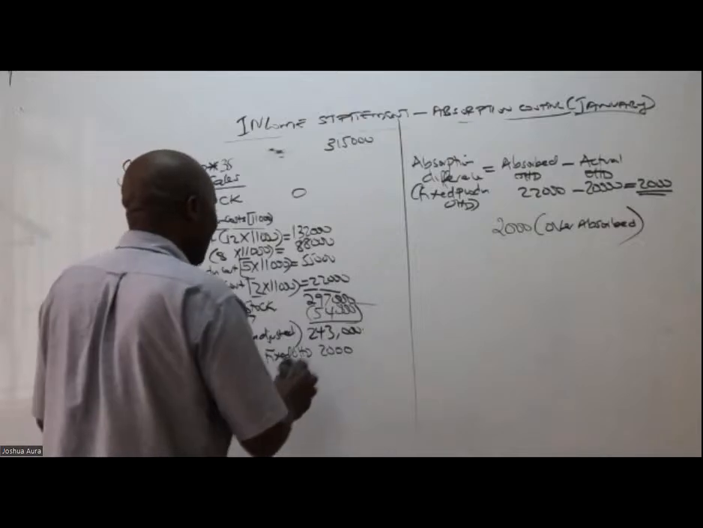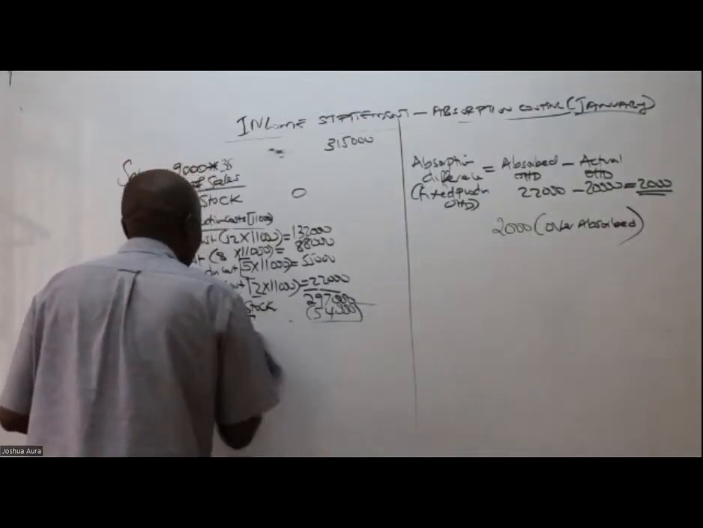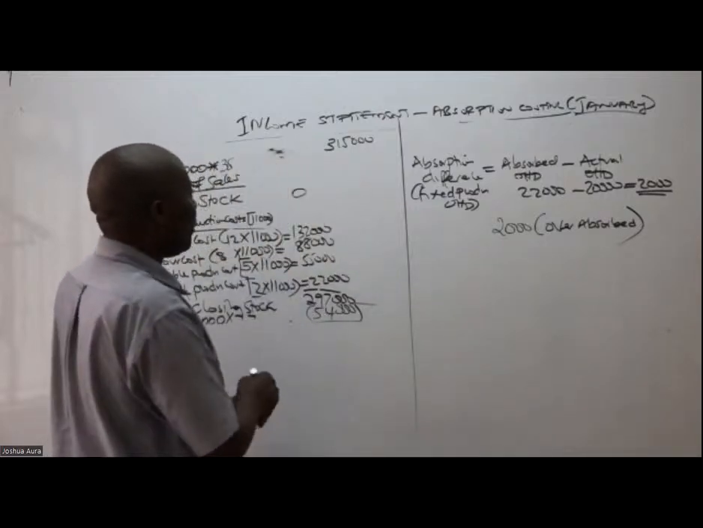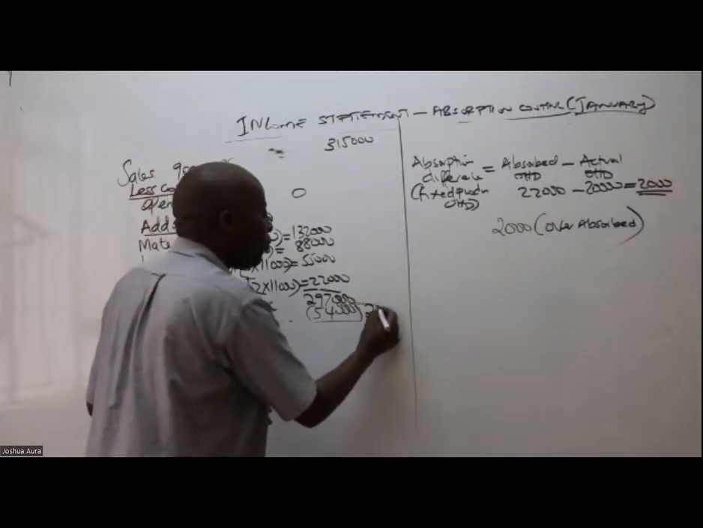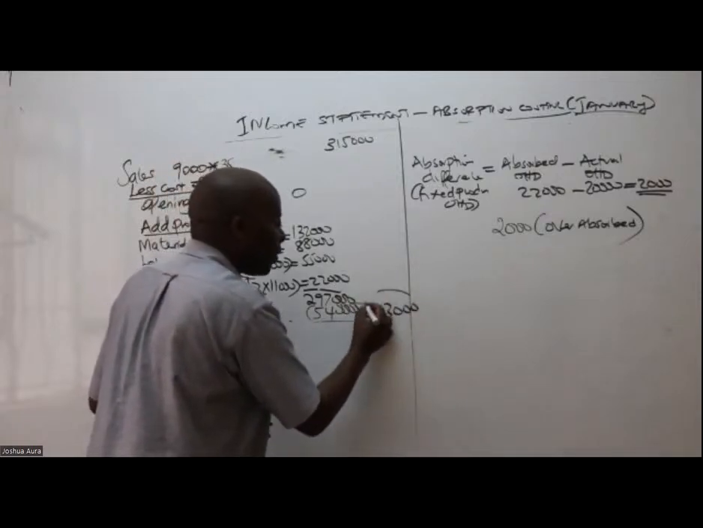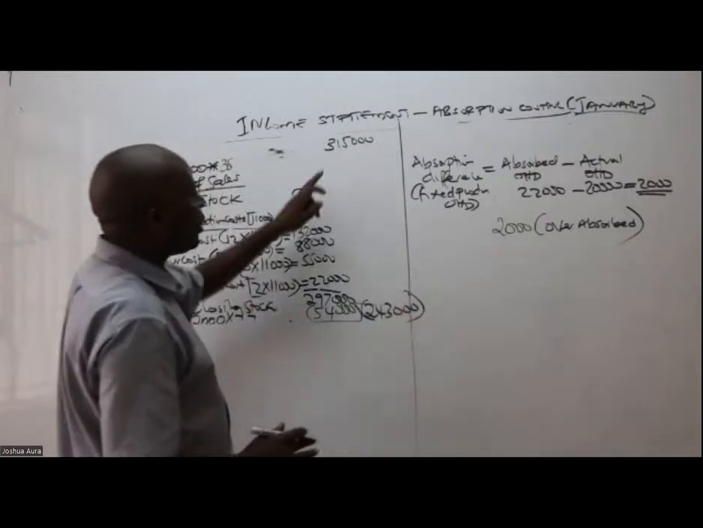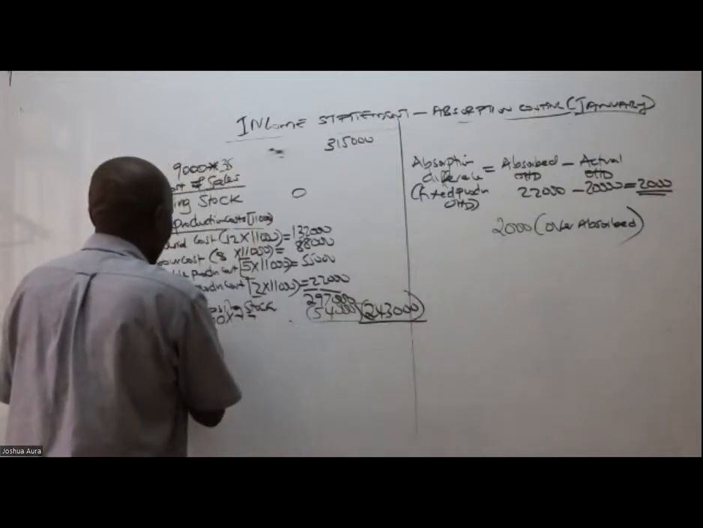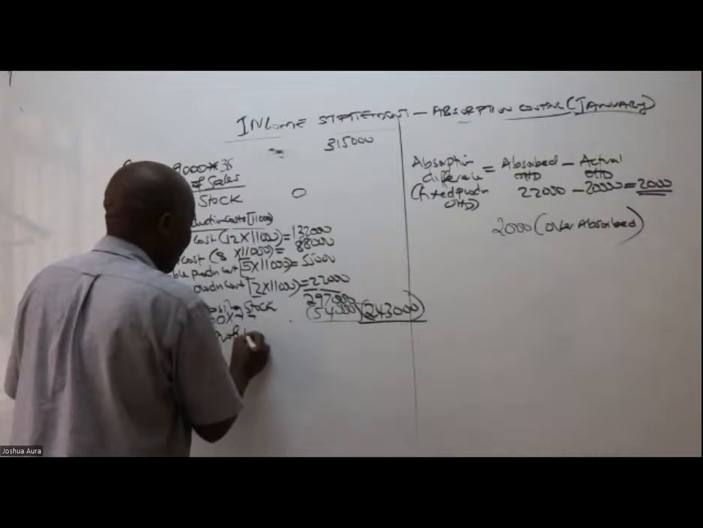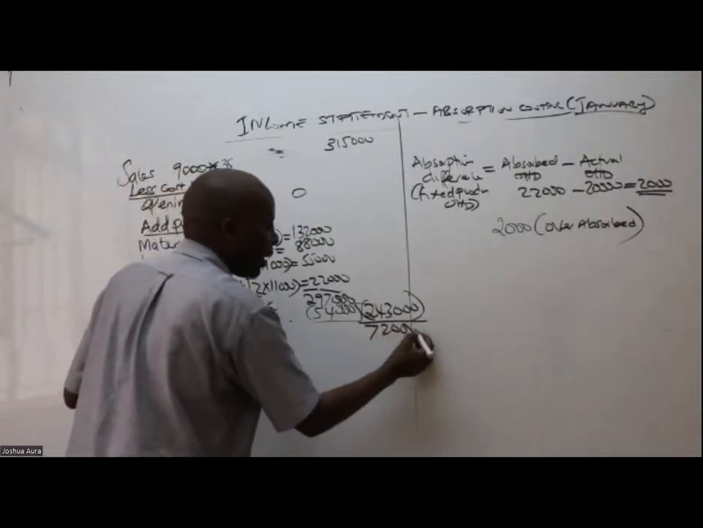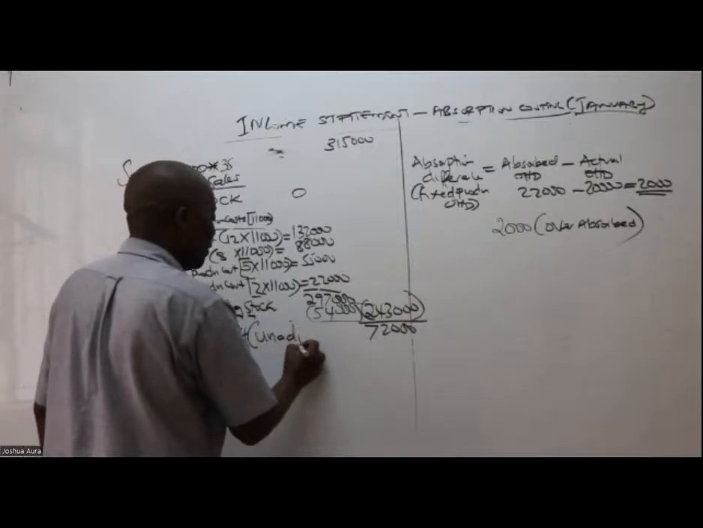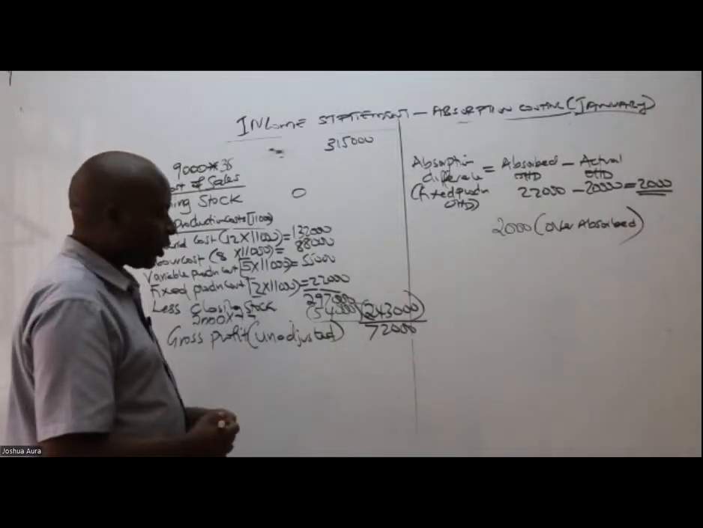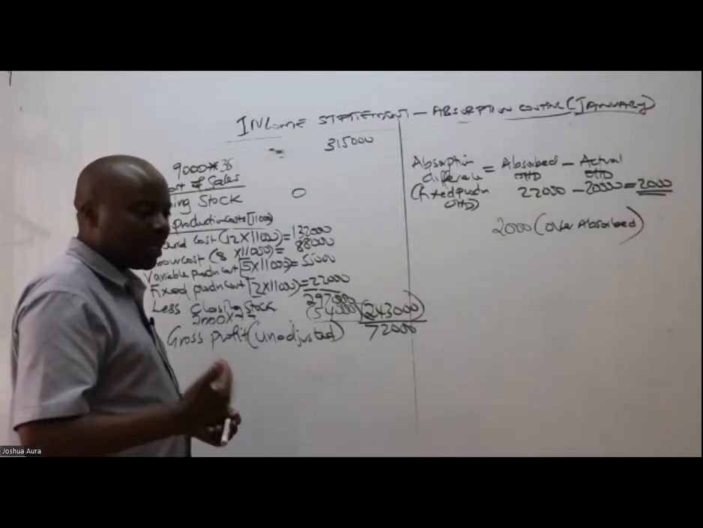That these students here, upon getting this less closing stock, got a cost of sales of 243,000. This is your cost of sales, 243,000. So you take 315,000 minus 243,000. What are we getting here for our gross profit? Our gross profit is the one they are telling me is 72,000, which is unadjusted.